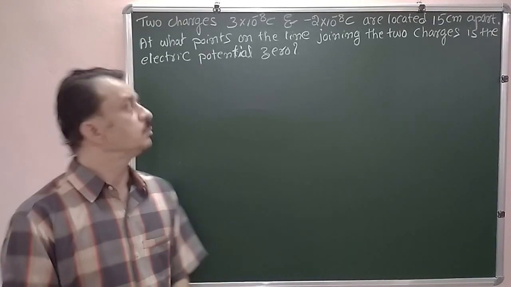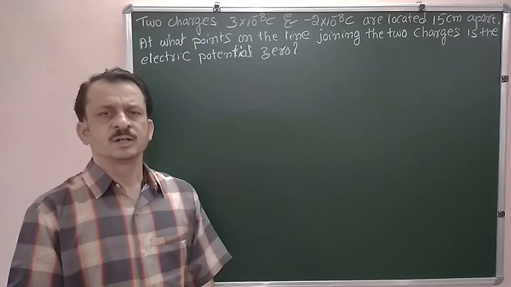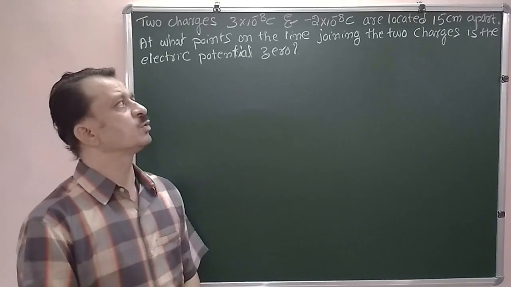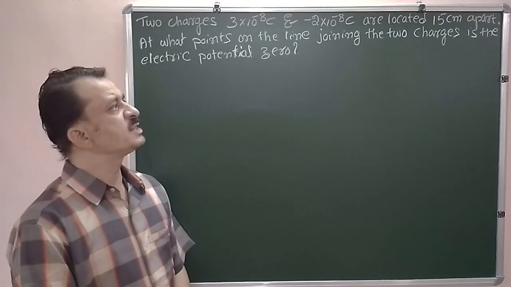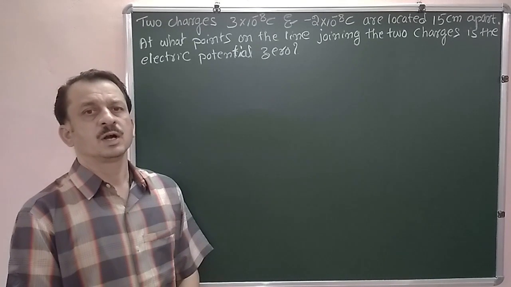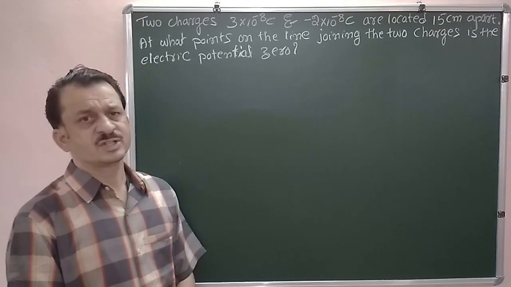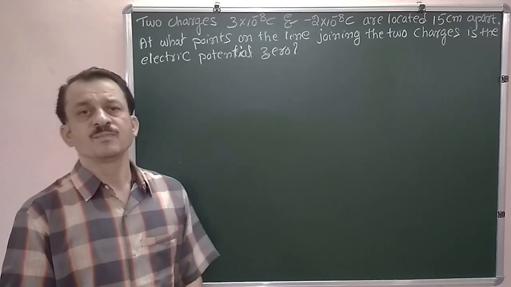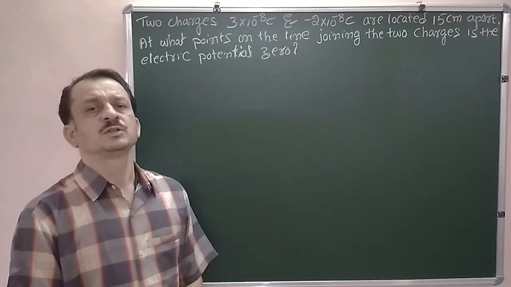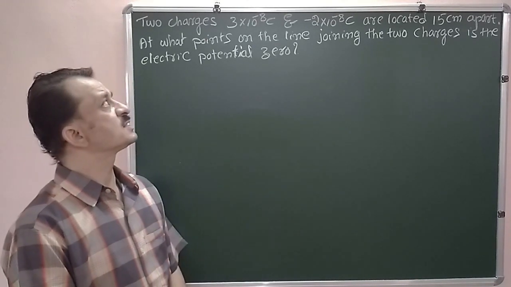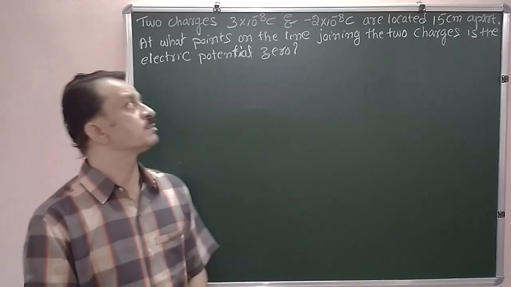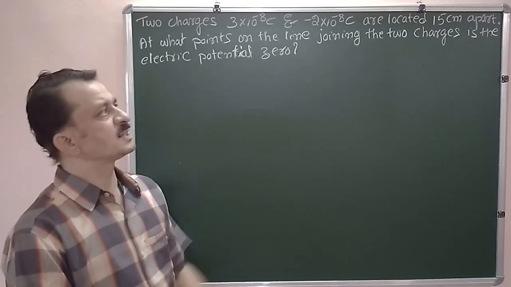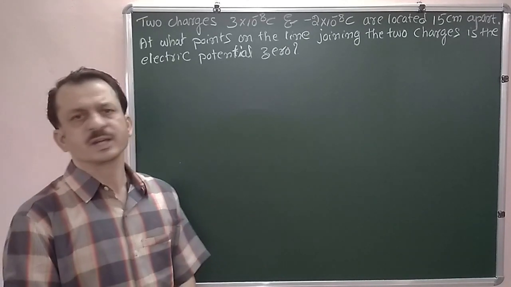Now we'll solve one problem. Two charges 3 into 10 to the power of minus 8 coulomb and minus 2 into 10 to the power of minus 8 coulomb are located 15 centimeters apart. At what points on the line joining the two charges is the electric potential 0? So they are given two charges. One is 3 into 10 to the power of minus 8 and another one is minus 2. One is positive and another one is negative. They are separated by a distance of 15 centimeters.